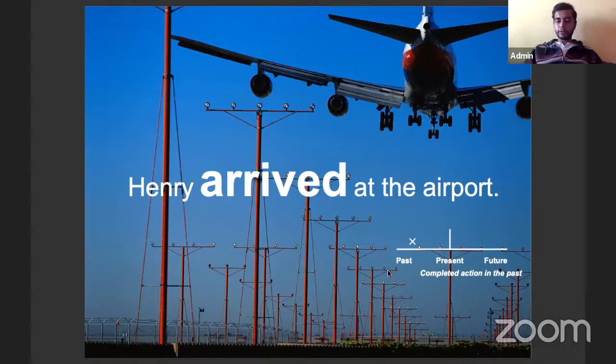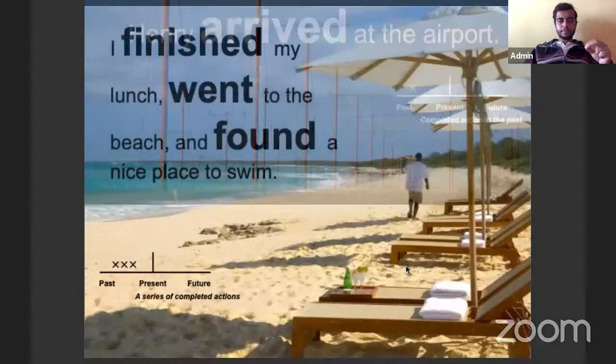Henry arrived at the airport is simple past. It is not present because it has already been done. It is not future because it has already been done. It is past because it has been done, and it has already been completed in the past at a very specific time, which is when Henry arrived at the airport, and so it is simple past.